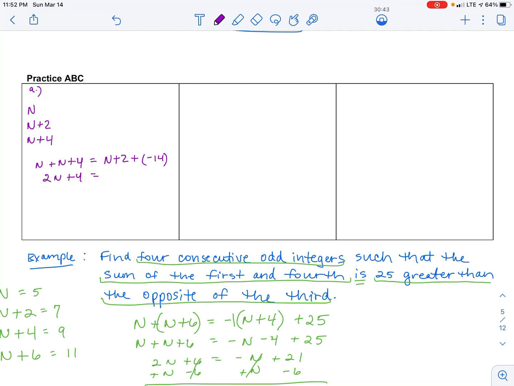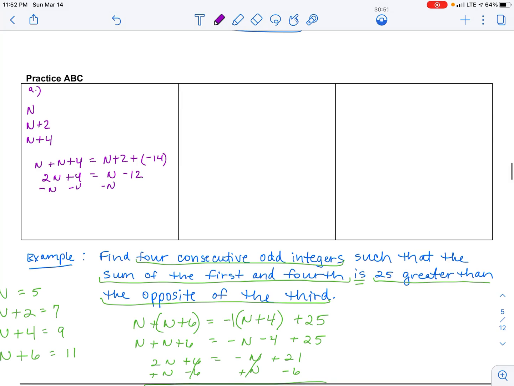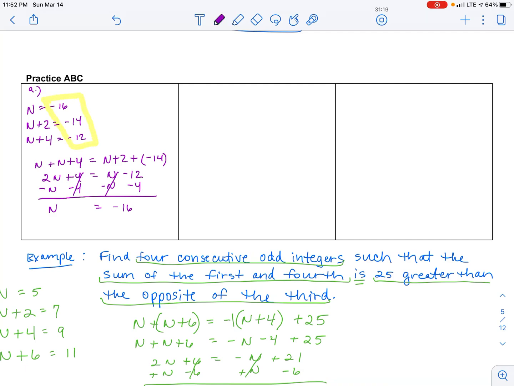2n plus 4 equals n minus 12. I'll subtract n from both sides. I'm going to subtract 4 from both sides. All right, so my first unknown integer is negative 16. And when I put negative 16 in for the second one, I should get negative 14. And when I put it in for the third one, I'm going to get negative 12. So there's my 3 consecutive even integers: negative 16, negative 14, and negative 12.